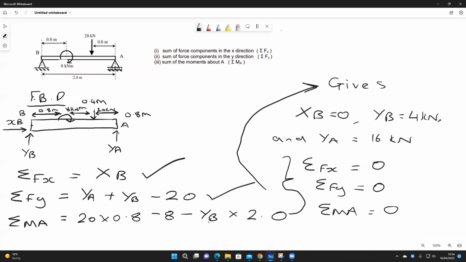So I do hope that you've enjoyed working through this question alongside me. It was actually quite an interesting question, understanding how a beam is loaded and the problem definition on how to solve static equilibrium questions.